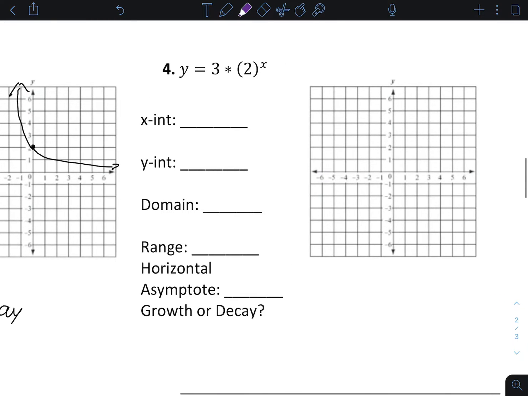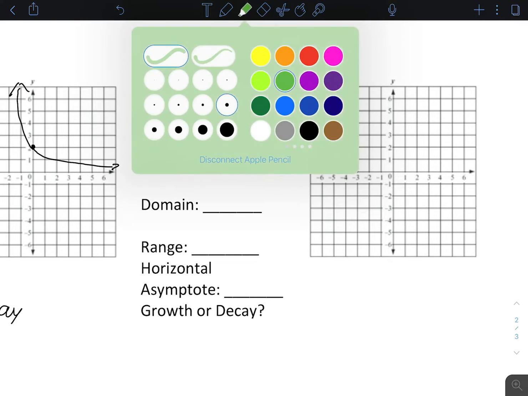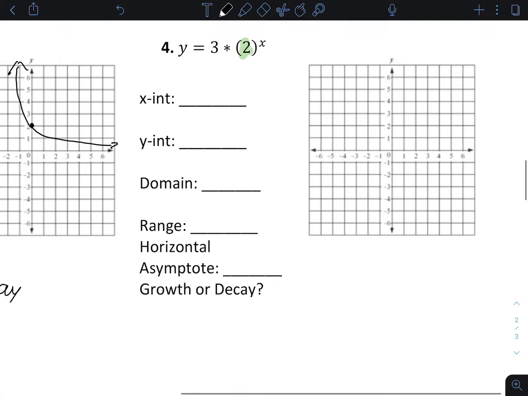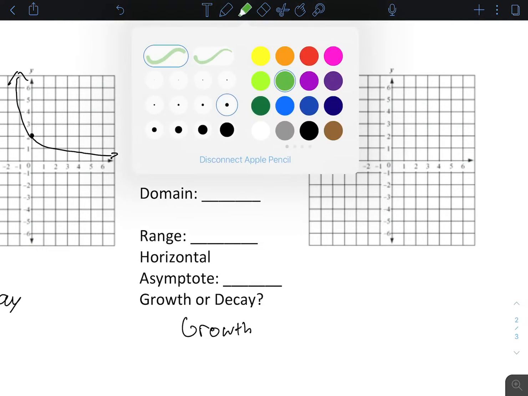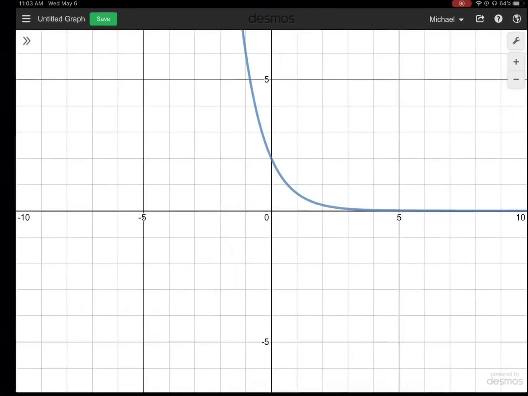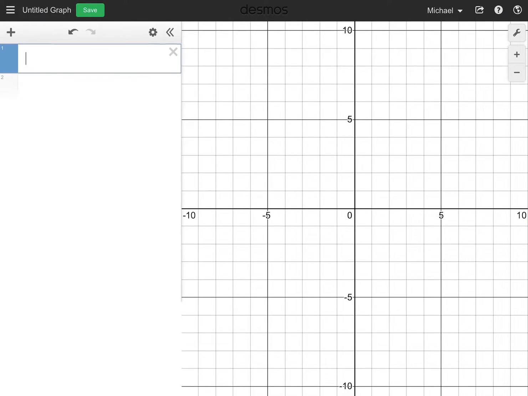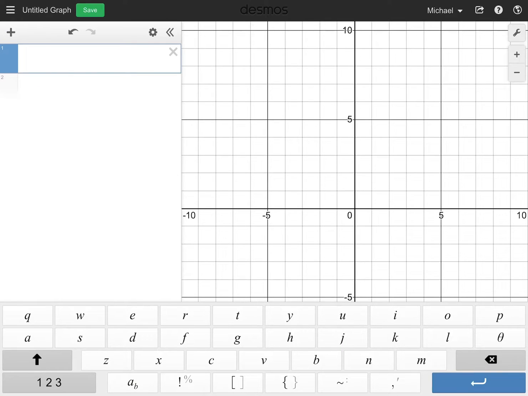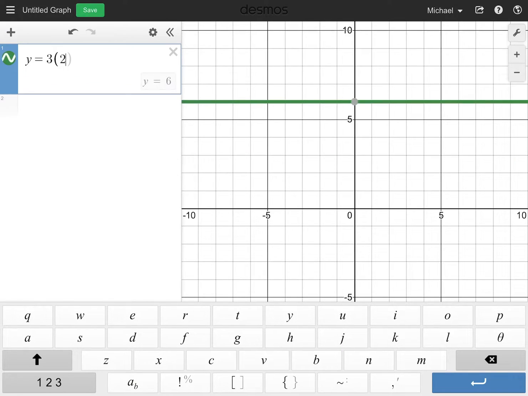Perfect. And with that knowledge on number 4, since this, okay, green, is a 2, that must mean it's a growth. And since we have a 3 out here, we saw that, I'll do this color, this 3 was representing the y-intercept. I could probably take a wild guess and say we don't have an x-intercept, but in case you're doubting me, let's double check.